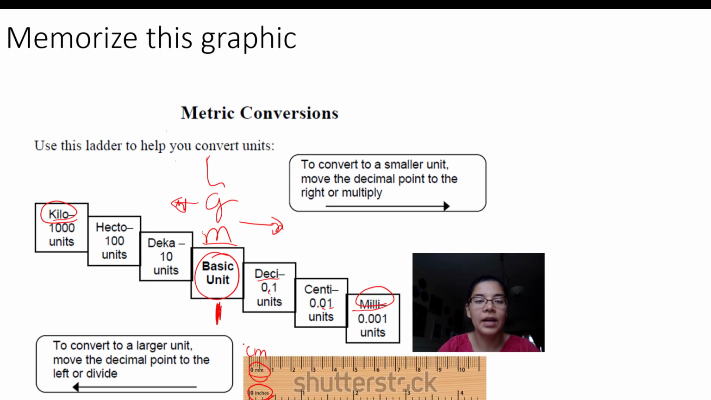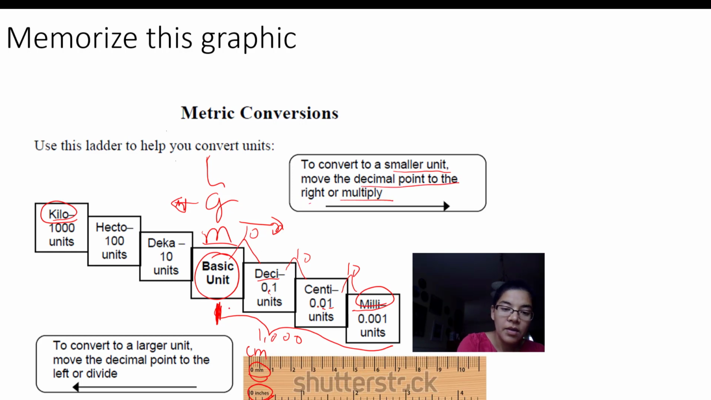Now, understanding how to use this graph. Each separation here is a factor of 10 between each separation. So from here to here, that's a factor of 1,000. To convert to a smaller unit, move the decimal to the right or multiply. Vice versa, to go to the left. To convert to a larger unit, move the decimal point to the left or divide.